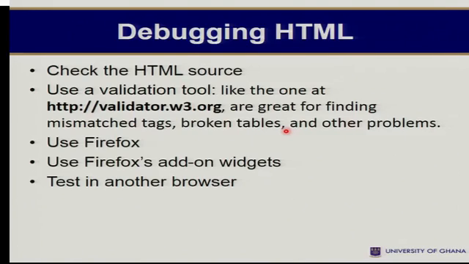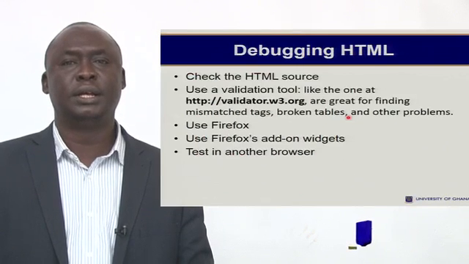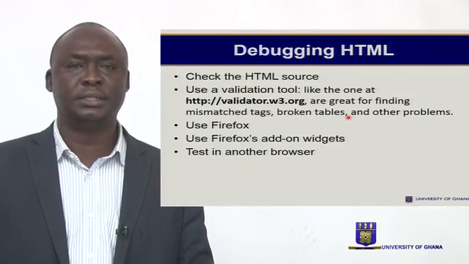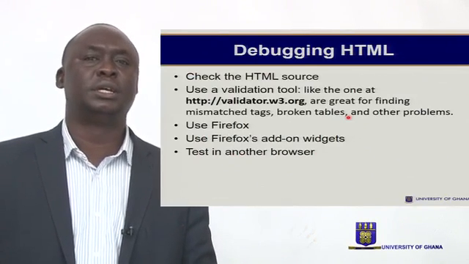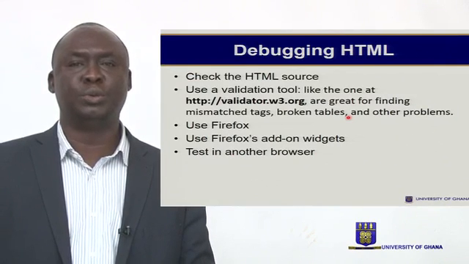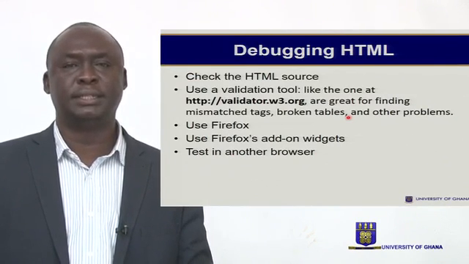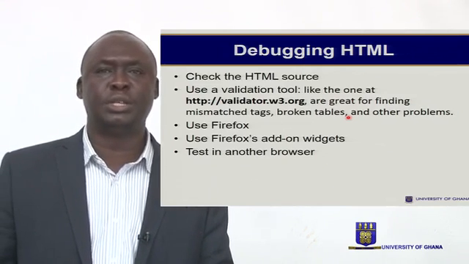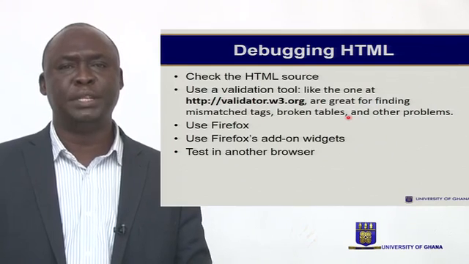Okay, debugging HTML. We can easily check the source code of HTML. We can also use some of the validation tools that can help us correct our HTML. So for instance, the validator.w3.org website allows us to look at matching tags, broken tables, and other problems that are associated with our web page elements.